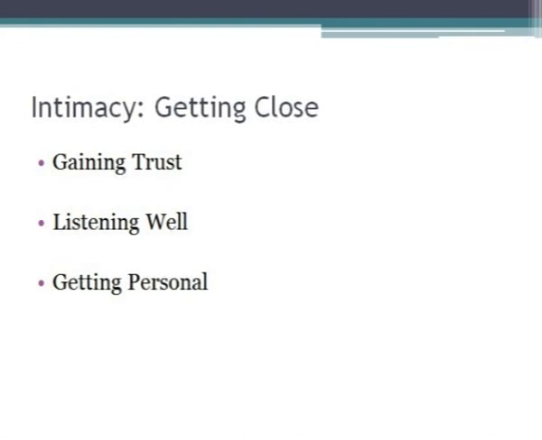Intimacy means getting close to your employees. There are 3 points that you must achieve. The first one is gaining trust. Naturally, a person can hardly work wholeheartedly for another person if he doesn't trust him. So as a leader, you must be honest with your people. Then your people may do the same to you.